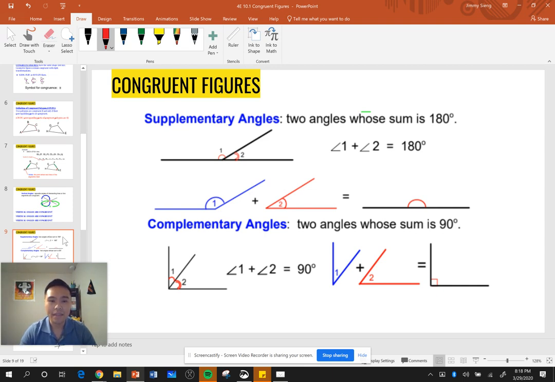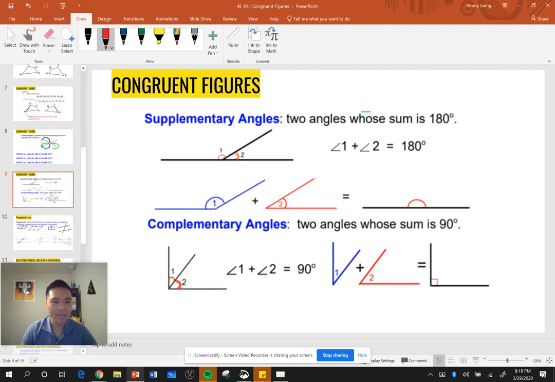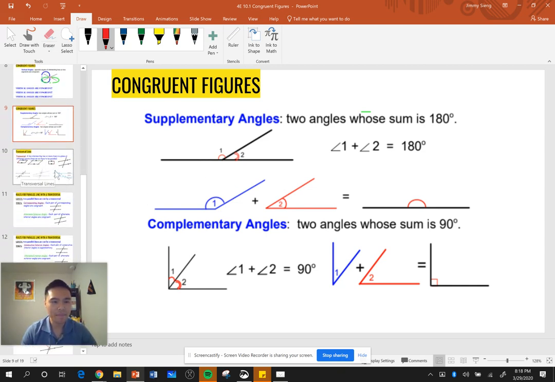And then with 360 degrees, it goes all the way around. Now, if I create angles whose sum is 90 degrees, we call that complementary. If you look here, I have angle 1 and angle 2. When angle 1 plus angle 2 make 90 degrees, that means it's complementary. Supplementary, 180. Complementary, 90 degrees, or a right angle.